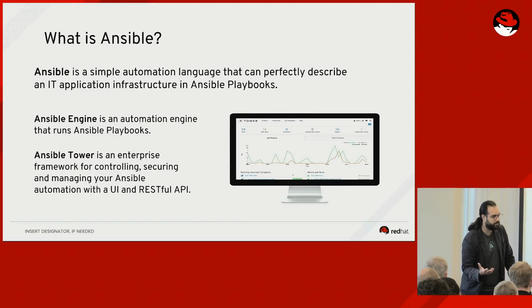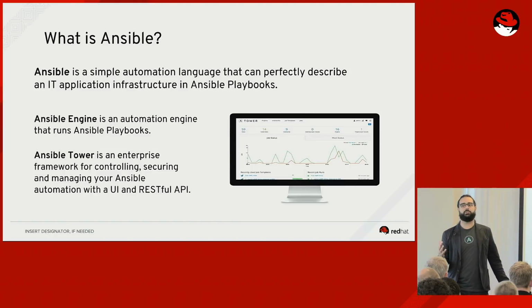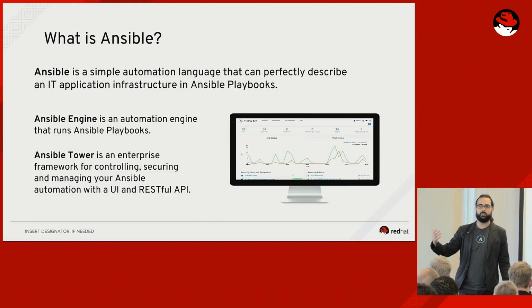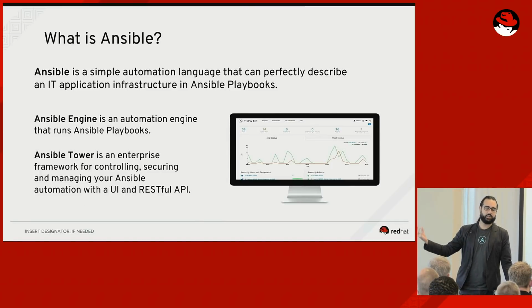Another advantage of using Tower is that you can integrate with external systems. So if you have a portal or something that can interact with your automation, you do not need any access to the server from where you run your Ansible. It can just do REST API calls to Tower, and all the role-based access control, et cetera, will apply to all the requests.